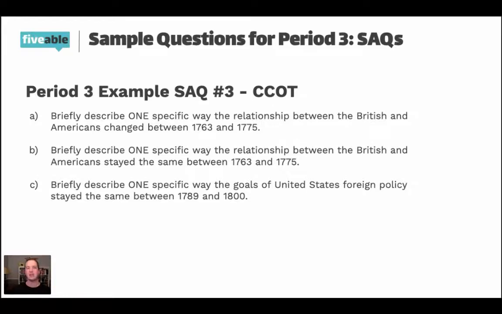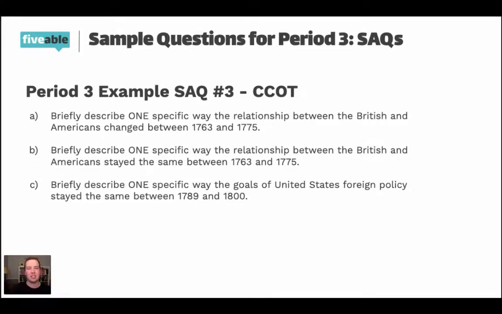And then letter C, this is kind of a preview of things that maybe you haven't covered yet, because it sounds like we haven't. A specific way the goals of the United States foreign policy stayed the same between 1789 and 1800. One could just say maintaining one's independence and being able to rule yourself without interference from Great Britain. But in order to talk about some of that later stuff, you might need to mention the XYZ affair or the British impounding our ships or things like that, impressment. But that'll be a little bit later.